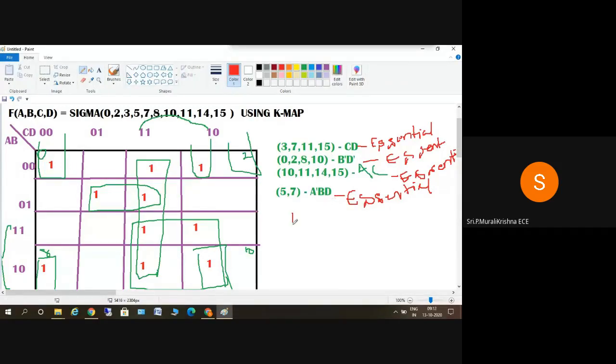So f of ABCD is equal to the summation of all these prime implicants: CD plus B bar D bar plus AC plus A bar BD. Clear? Yes, sir.